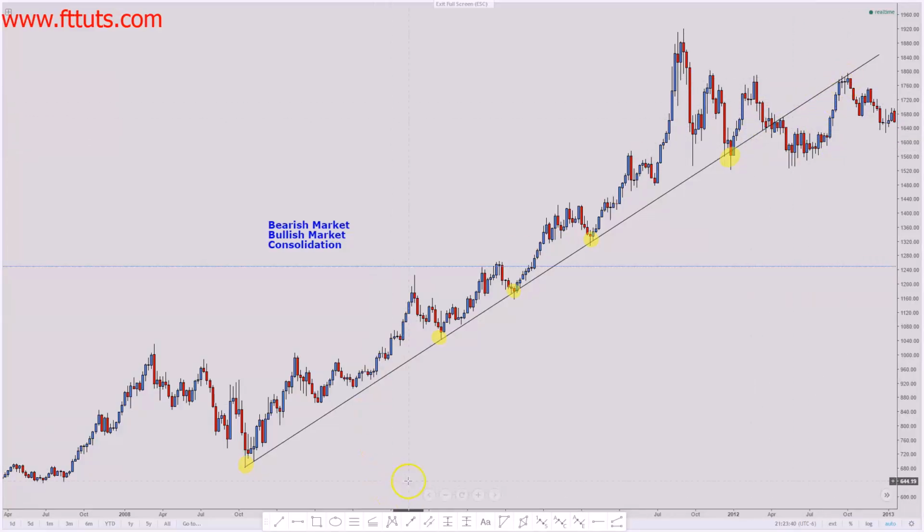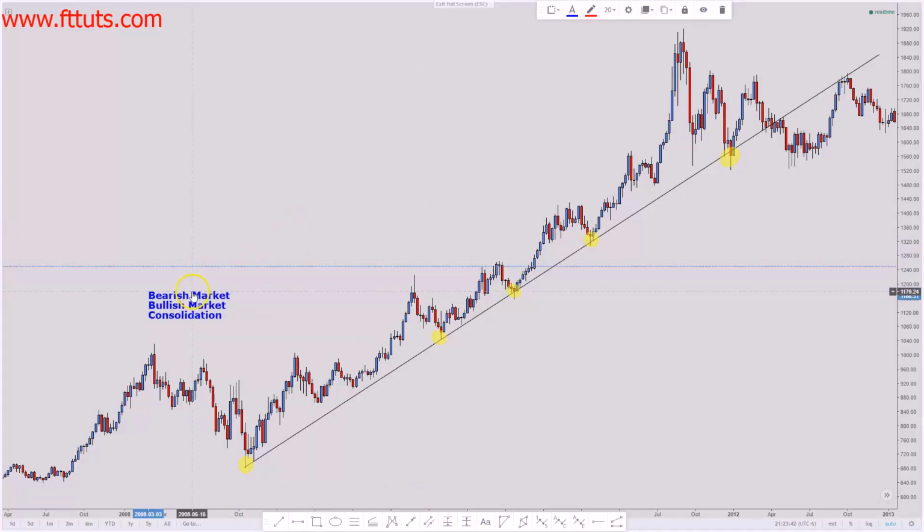In a bearish market, you have a downtrend line. In a bullish market, you have an uptrend line. In a consolidation, you probably have either triangle type patterns or rectangle type patterns, wedges, pennants, flags, all that fun stuff.